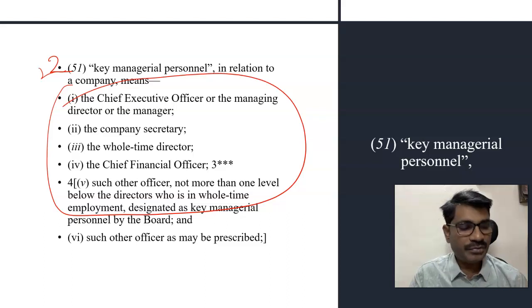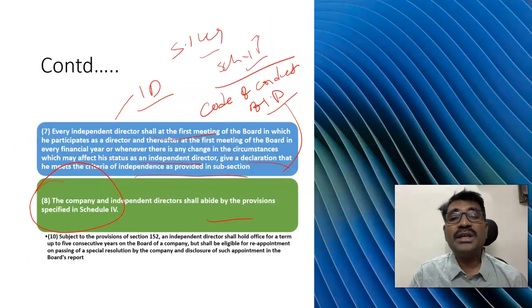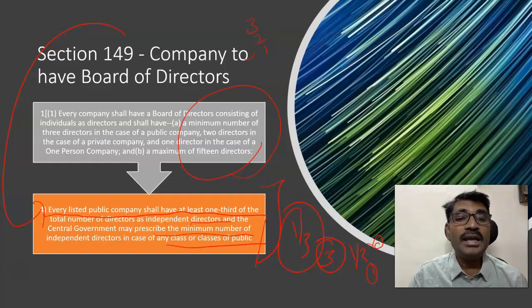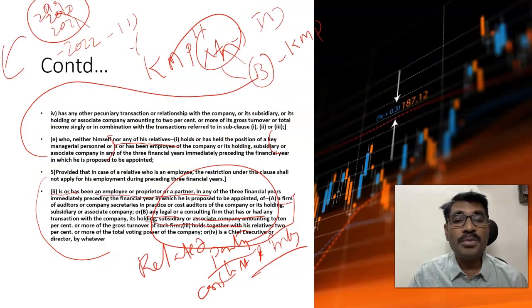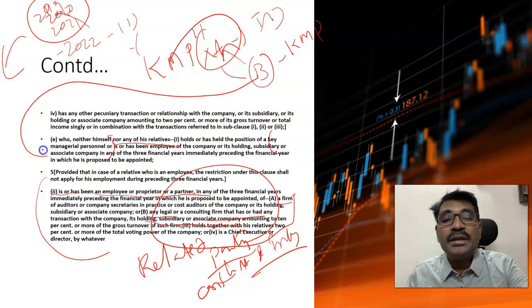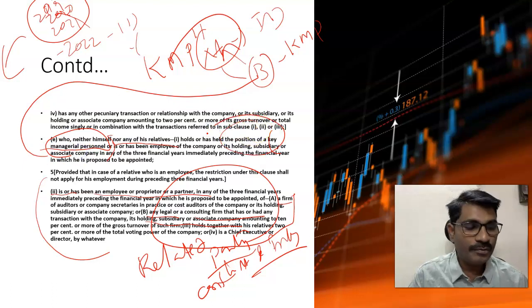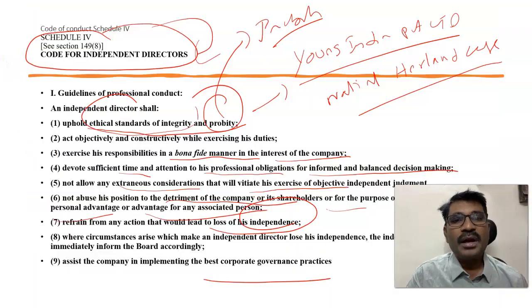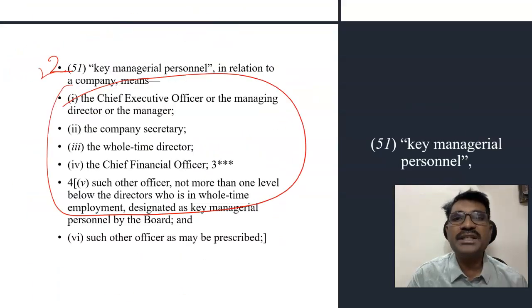The reason I am defining the KMP is that when we started our lectures, we read that an independent director should not be related to the nominee director, and he also should not be related to the key managerial persons. So Section 149 clause number 6 refers to the terminology of key managerial person. Therefore, I thought let me discuss the definition of key managerial person.